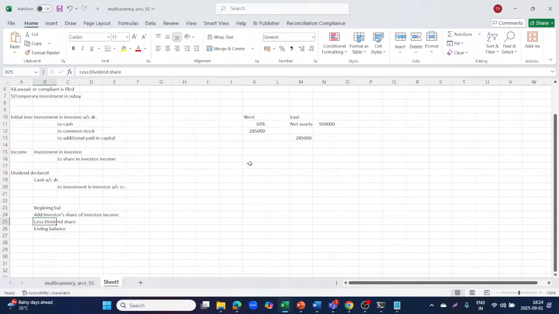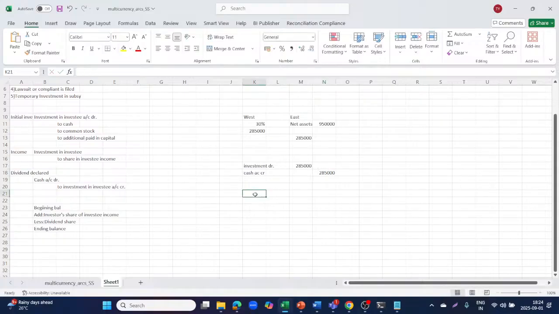Done at 30%, so you will see here, investment account debit with 2,85,000, because this is the amount of investment, to cash account credit, that is 2,85,000. Then we'll record the income earned by the investee.